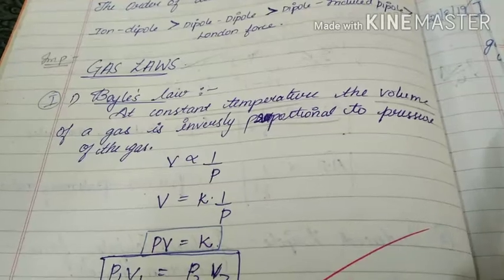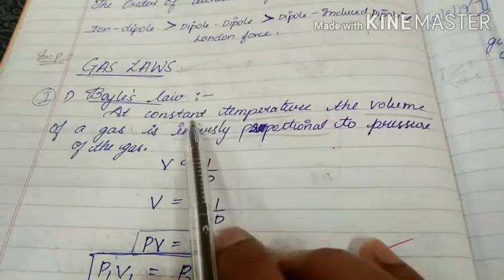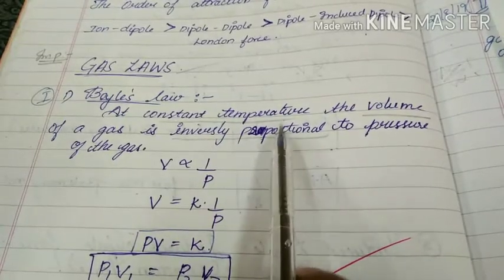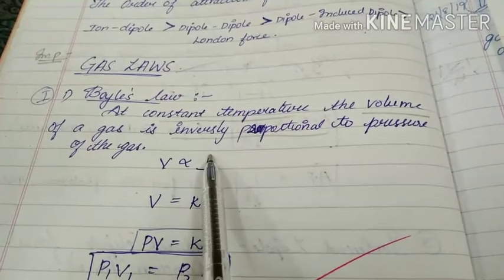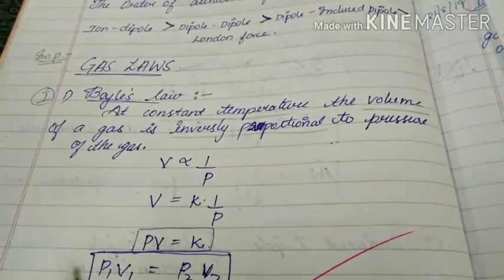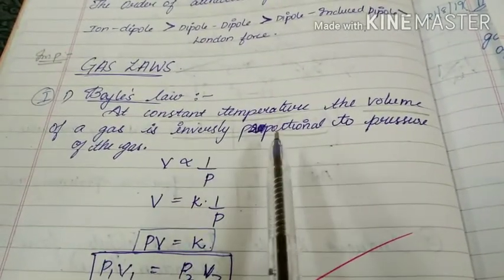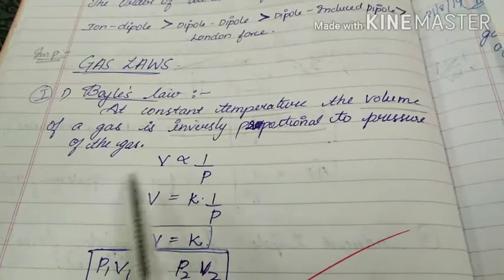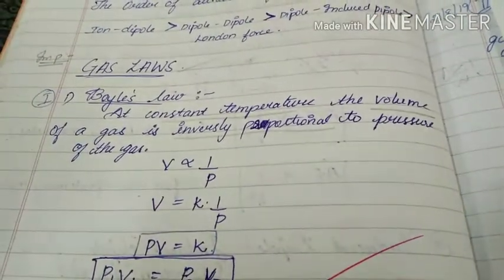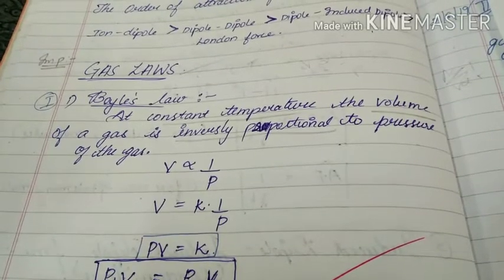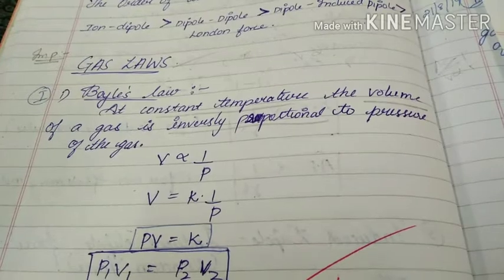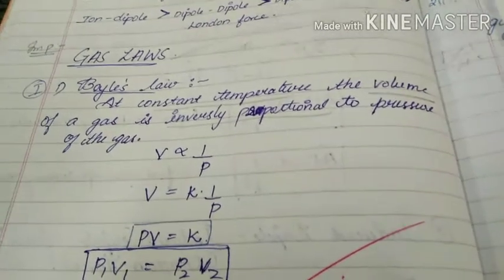Its statement is: at constant temperature, the volume of a gas is inversely proportional to the pressure of the gas. That means if volume increases, pressure decreases, and vice versa. It happens at constant temperature.